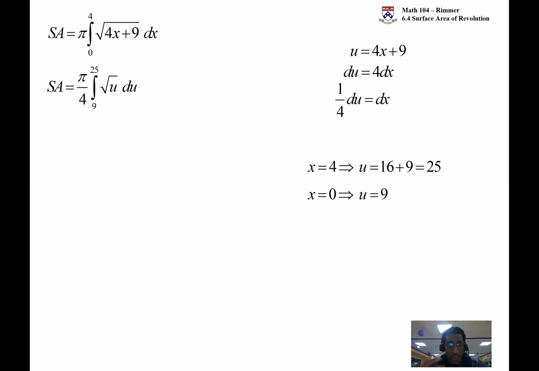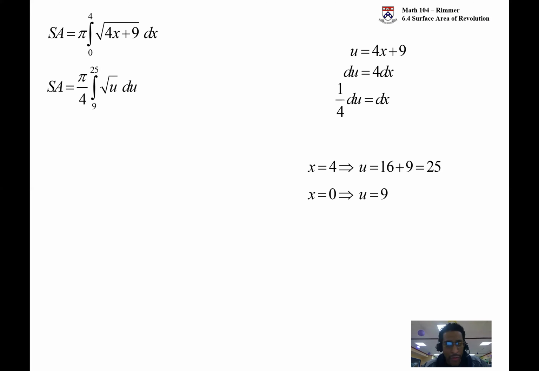I think the limit switch is harmless. Let's go ahead and do it. So x is equal to 4 for the upper limit. 4 times 4 is 16, 16 plus 9. Your new upper limit is 25. And then x is equal to 0 for the lower limit, and that's just going to be u equals 9. So nice little change of variables, and we now have a simple integral. We have the square root of u integrated from 9 to 25 and a multiplier out front of pi over 4.